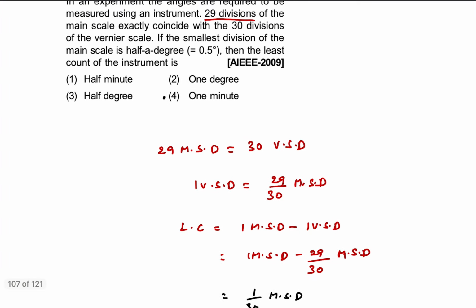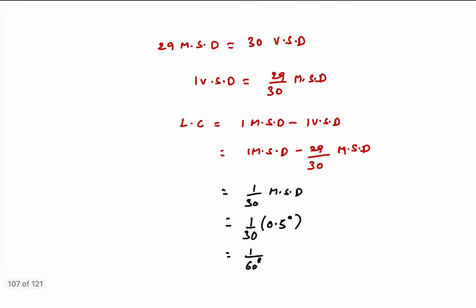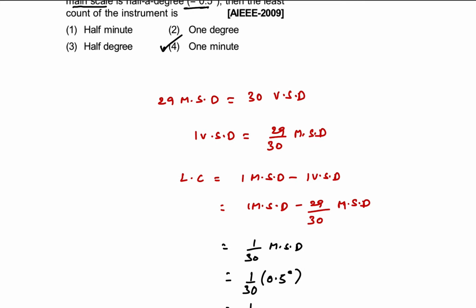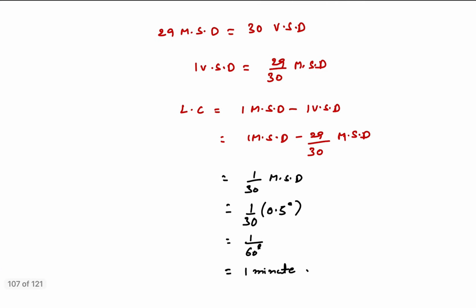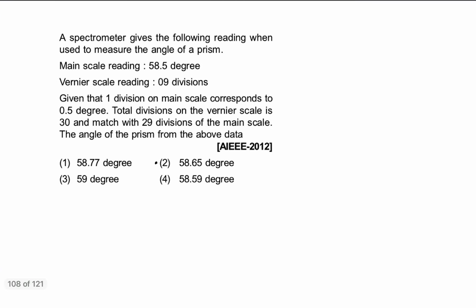Just observe that the smallest division of the main scale is 0.5 degrees. So you can write 1 by 30 into 0.5 degree. This can be written as 1 by 60 degrees. Now if you see, there is no option of 1 by 60 degrees. 1 by 60 degrees is also called 1 minute. So the fourth option is the correct option. Okay, like this data will be given, you have to follow. Now, next question.